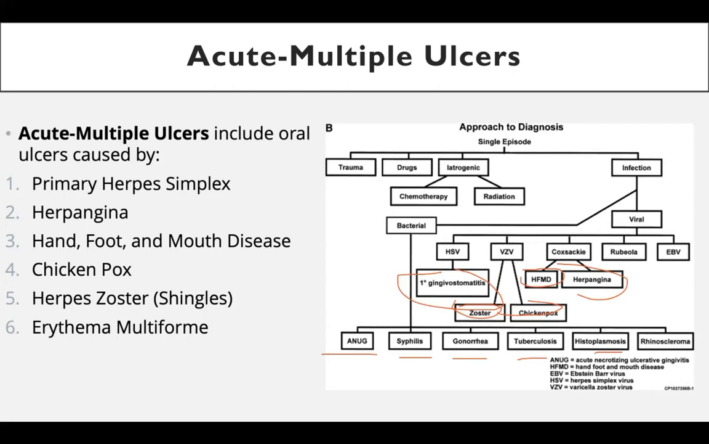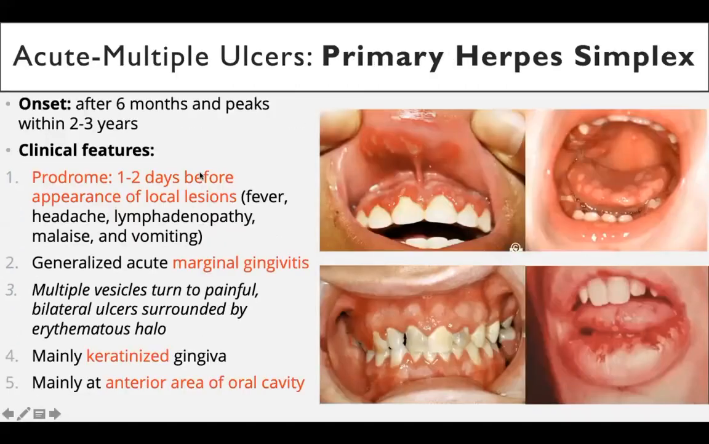Yes, oral ulcers acutely. So now we go to the next slide. Okay, after that we started with primary herpes simplex. It occurs after 6 months and peaks within 2 to 3 years. And then prodrome was there, which was 1 to 2 days before the appearance of local lesions. Before the appearance of these ulcers, there were prodromal periods with flu-like symptoms, including fever, headache, lymphadenopathy, malaise, vomiting. Some of these are here.